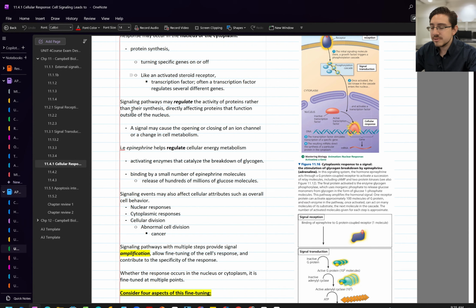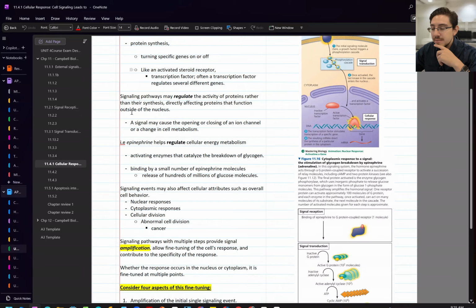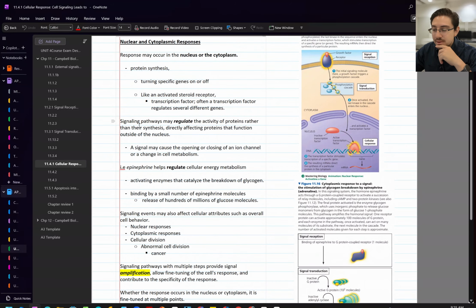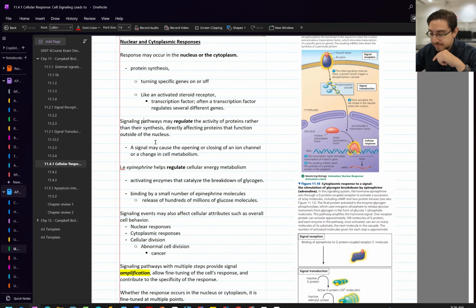And transcription factors, they're molecules that can regulate several different genes. Okay, this is very important. Depending on the signal pathway that you use, right, you can regulate the activity of proteins rather than their synthesis. And then this in turn can affect proteins that function outside of the nucleus. So there's a cascade of regulation there. And I'm going to get into that in a bit here.